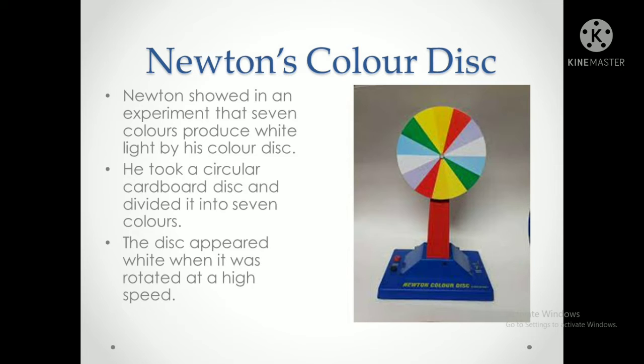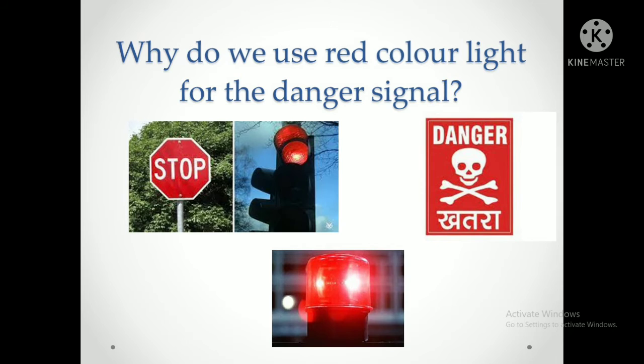Okay. Now we are going to study some practical concepts. What are those? Let's see. Why do we use red color light for the danger signal? Only why red color is used, not other colors. Why not blue, orange, yellow? Why not?